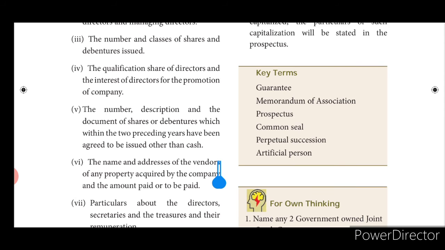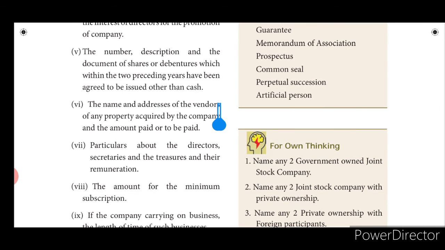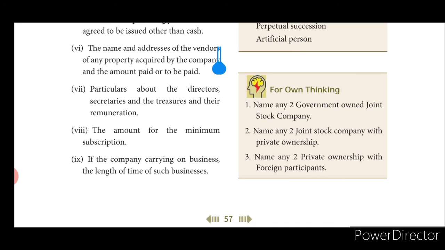The number, description and the documents of the shares and debentures within 2 preceding years. So within 2 years, how many shares they have got, what kind of descriptions are given, that should be very clearly given there. The name and address of the vendor of any property acquired by the company and the amount paid or to be paid. So how much money we must pay to them, how much we have got, everything must be clearly mentioned. Particulars about the directors, secretaries and the treasurers and their remuneration, like who the directors, secretaries and treasurers are, and even the remuneration must be very clearly stated there.